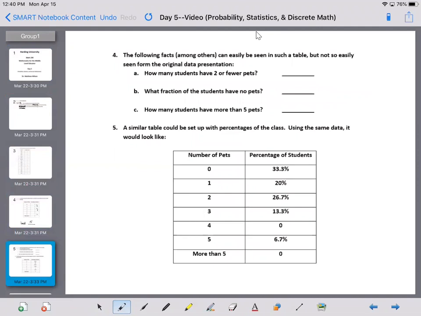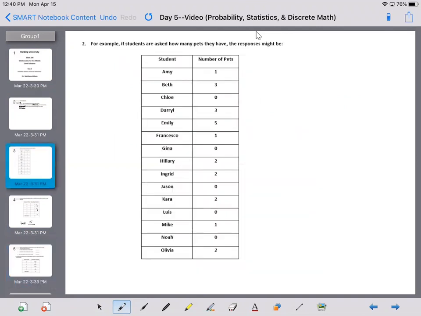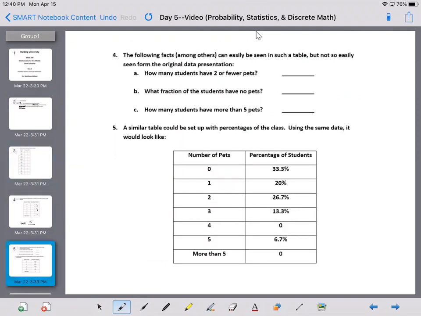Now, the following facts can be seen in such a table, but not so easily from that original data presentation, where we had just the student versus how many pets. So here, we could actually determine a percentage. We could also look at how many have 2 or fewer, how many have no pets, or how many have more than 5. But in order to do that, we needed to have that total. If we were going to create something with percentages, we needed to know a total amount.